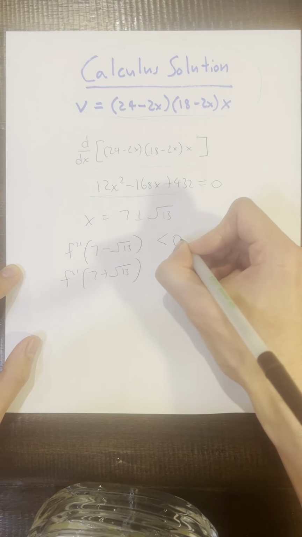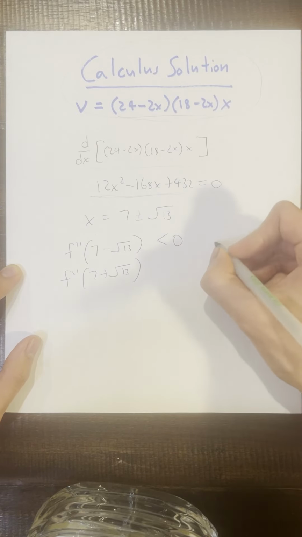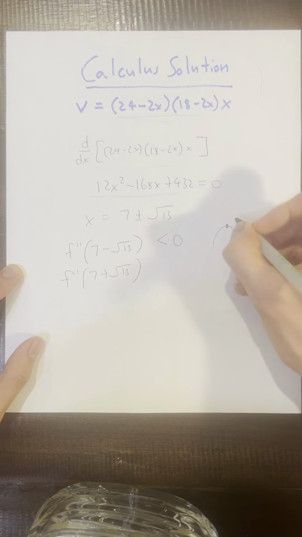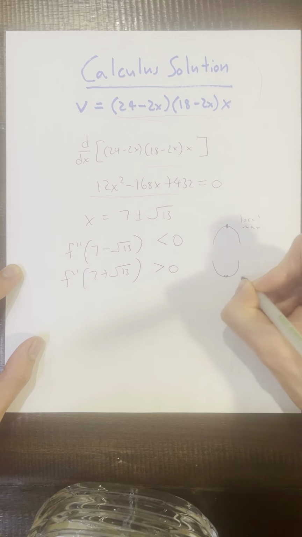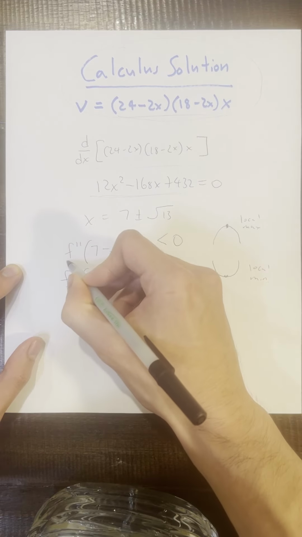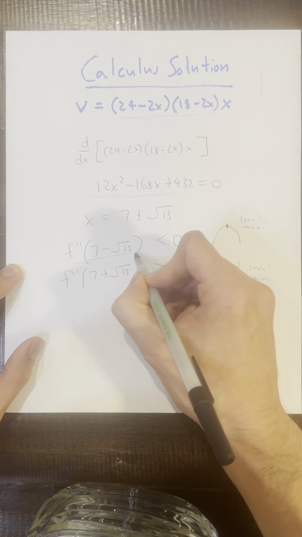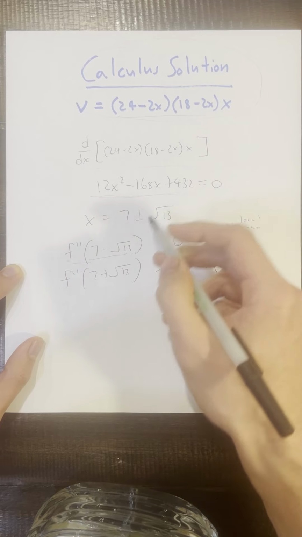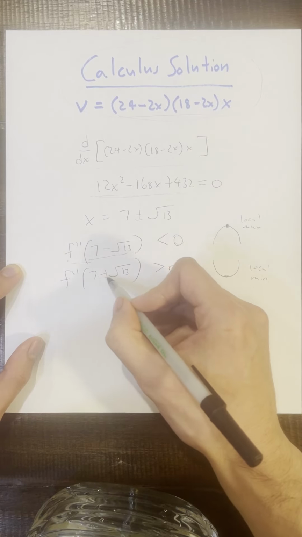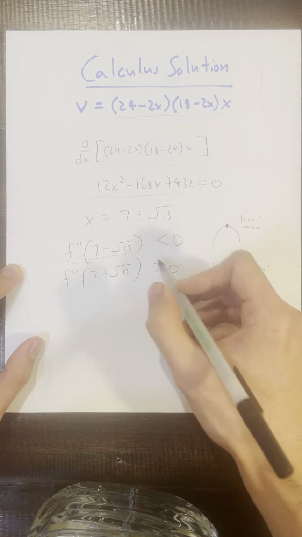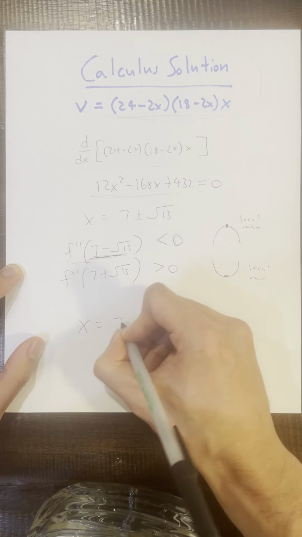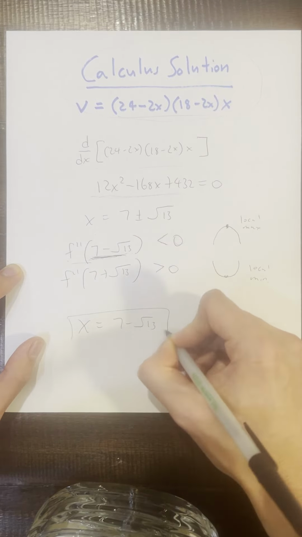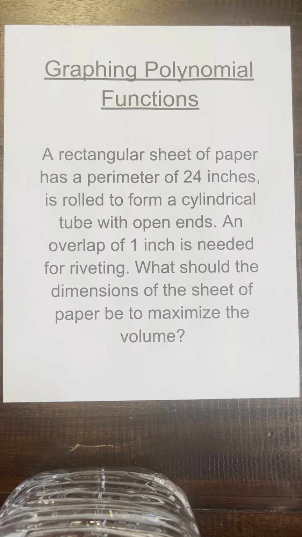When this is less than 0, this is going to give you a local maximum. And when this is greater than 0, this is going to give you a local minimum. But yeah, f double prime of 7 minus root 13 is less than 0 here. And f double prime of 7 plus root 13 is greater than 0. So our local max is going to occur at x equals 7 minus root 13. This is your answer.